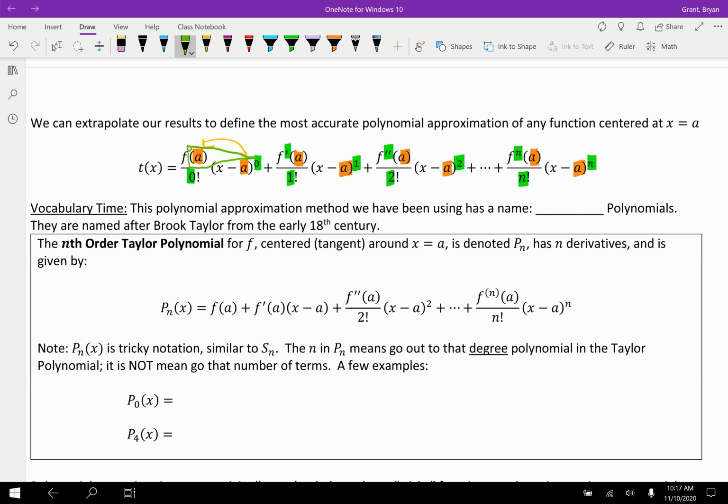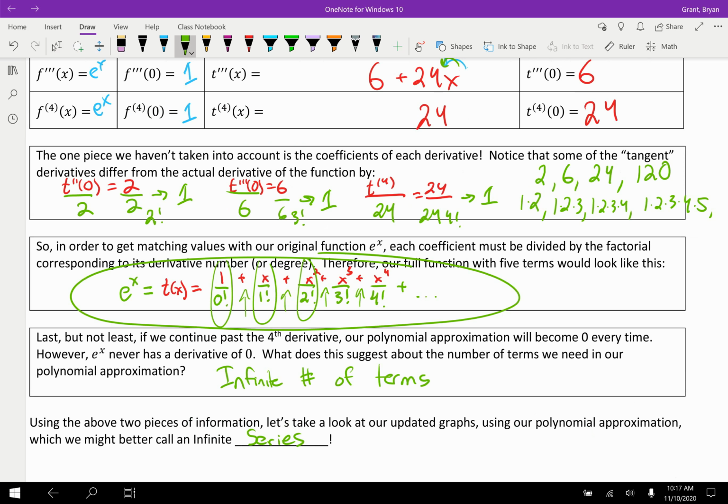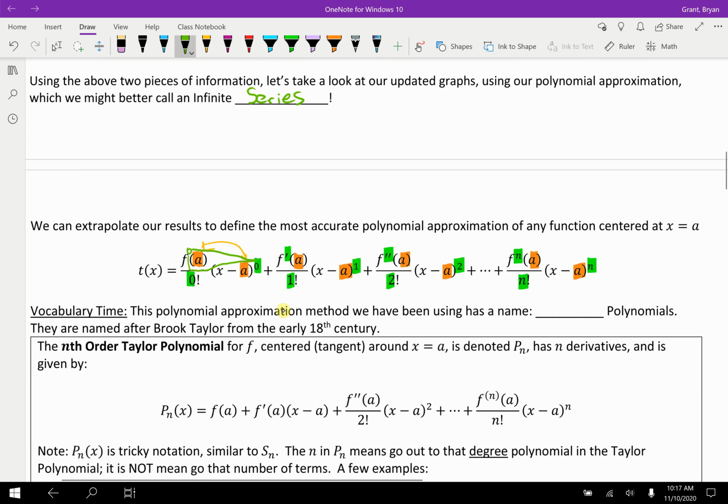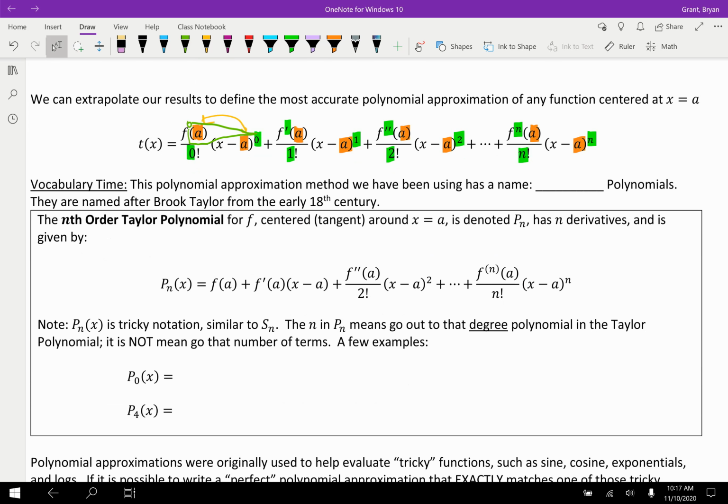Now, one last thing to say here. I said the most accurate polynomial approximation, and on the previous page I said this is exactly e to the x. That is not always the case. There are many functions where we can get a very accurate polynomial approximation, but it will never perfectly match. And we'll go more into why that is later on. For now though, let's give this type of polynomial approximation a name. This polynomial approximation method is called Taylor Polynomials.